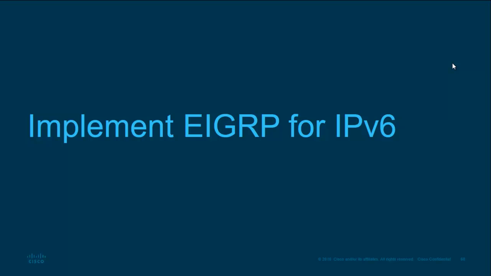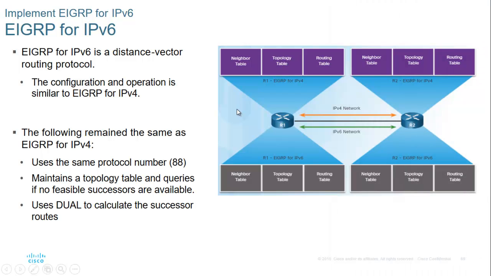Hello everyone. In this lesson, we are going to look into the implementation of EIGRP for IPv6. It is basically the same except for a few changes. The configuration and operation are similar between EIGRP for IPv4 and EIGRP for IPv6. They have the same protocol number, maintain a topology table, and send queries if no feasible successors are available. It also uses DUAL to calculate the successor routes.